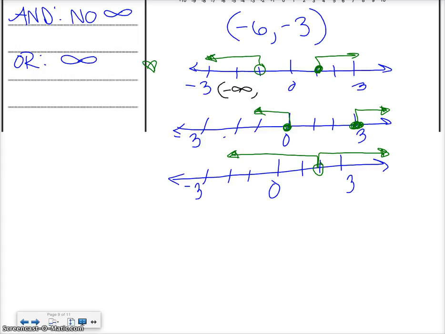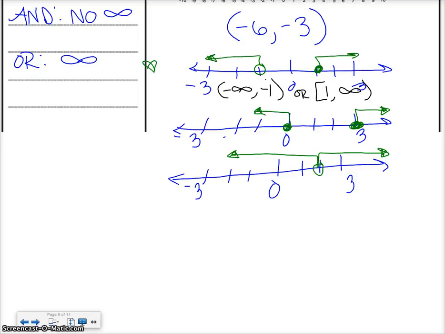Comma, and then where does it go? Now remember, you go left to right. So what number do I go to? -1. Not colored in, parenthesis. Or, now again, left to right. What's my next number I stop at? 1, colored in, so bracket 1, comma, and then where do I go? Infinity. I go to infinity. And you can't color infinity in, so it's parentheses.